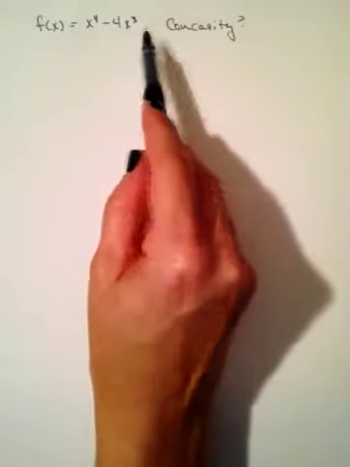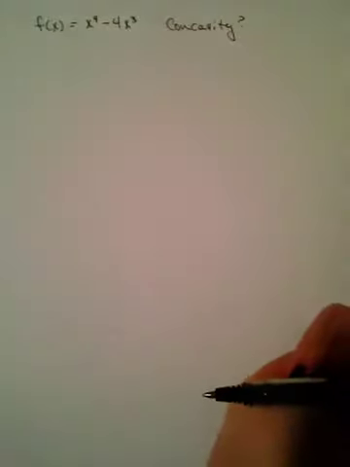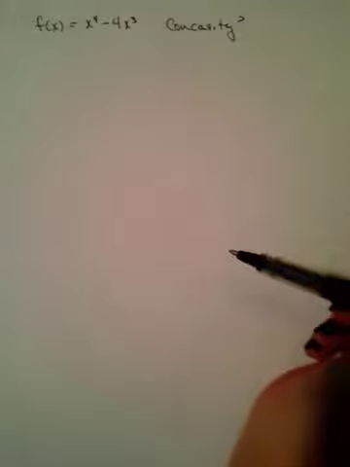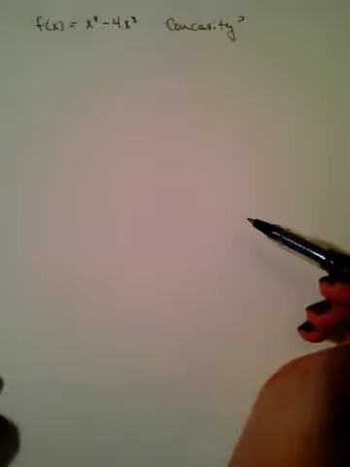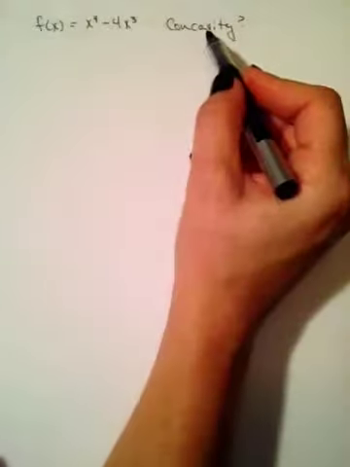For this video, we're looking at the function f of x equals x to the fourth minus 4x cubed, and we're checking to see on what intervals it's concave up, concave down, and does it have any points of inflection, etc. So to talk about concavity and points of inflection, we're going to go to the second derivative.